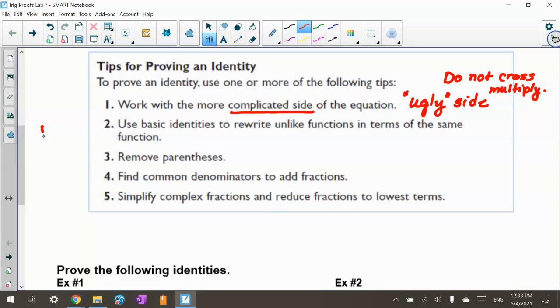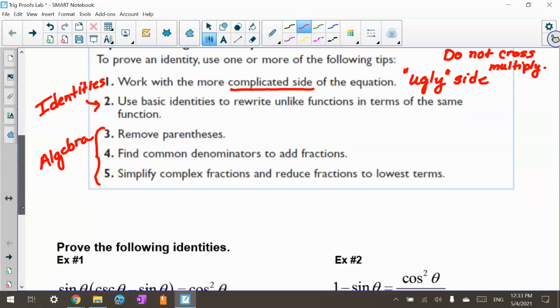Then you're going to use your identities, and the identities are what I just showed you before. All the trig identities that you're going to need will be here. Then for 3, 4, 5, it says remove parentheses, find common denominators to add fractions, simplify complex fractions, and reduce fractions to lowest terms. That is all the algebra that you're going to use. A lot of this is algebra we've already practiced, but now you're going to use it with trig functions.